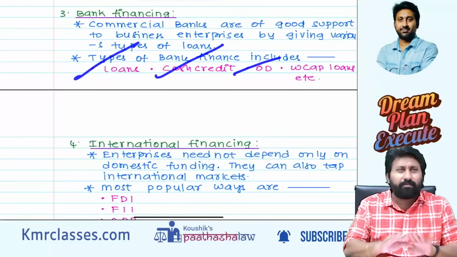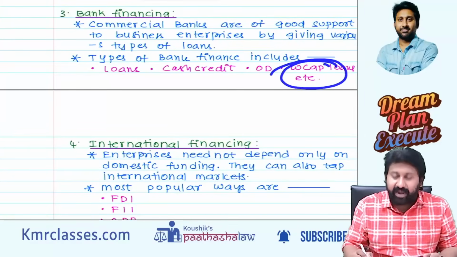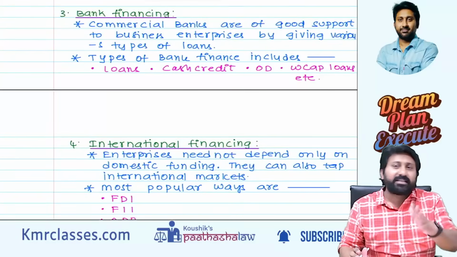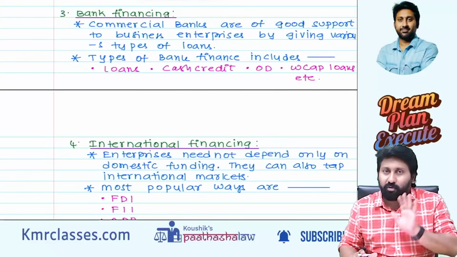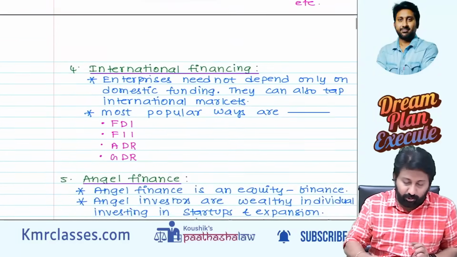Cash credit, OD, both are similar. Day-to-day business. Working capital is also similar. So all these three are similar with minor changes. Those are anyway not applicable for your exam. I don't want to waste time. So just remember loans, cash credit, OD balances, working capital loans.